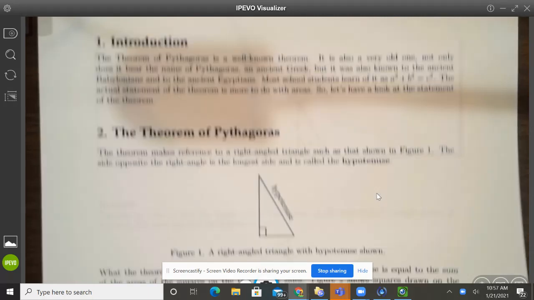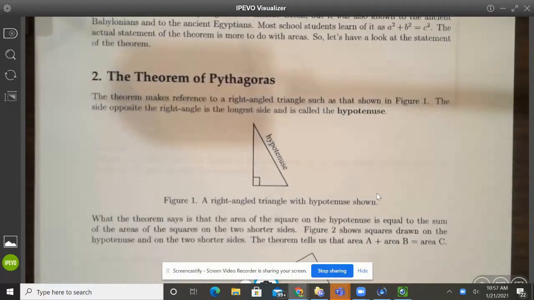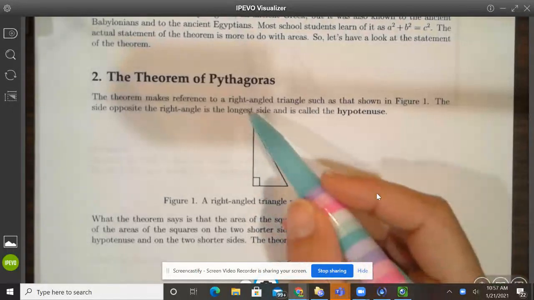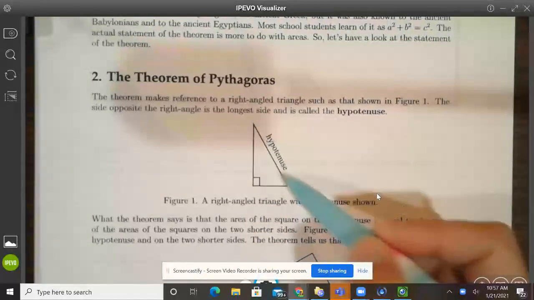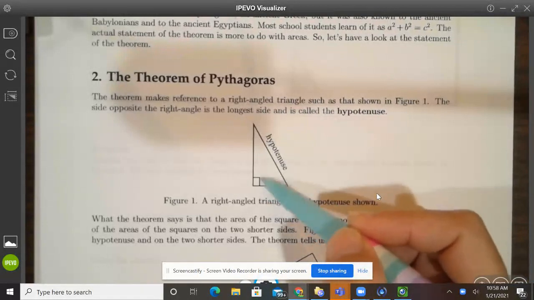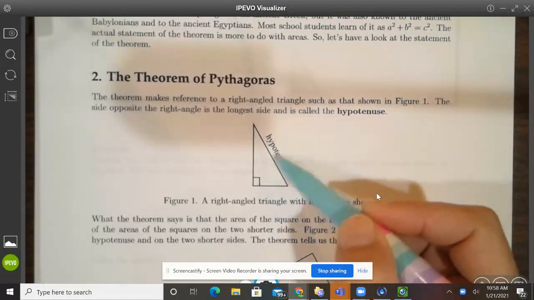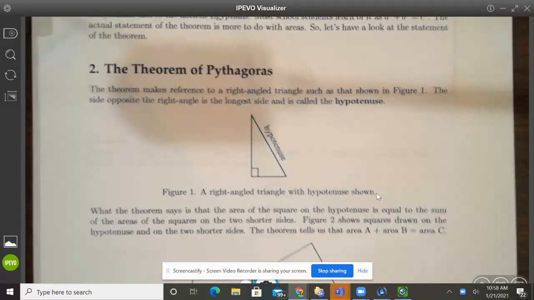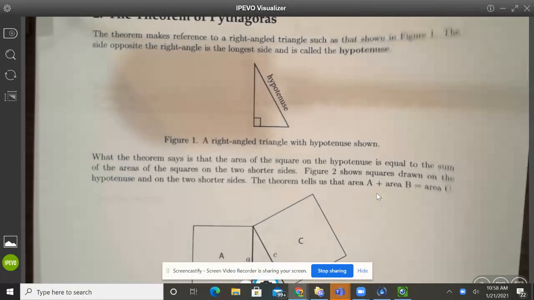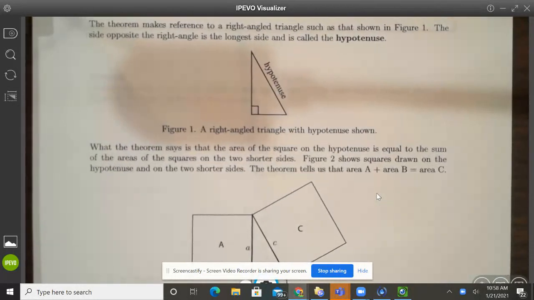The theorem of Pythagoras makes reference to right angled triangles. The longest side right here, which is opposite to the 90-degree angle, is called the hypotenuse. Think of it like a hippo.